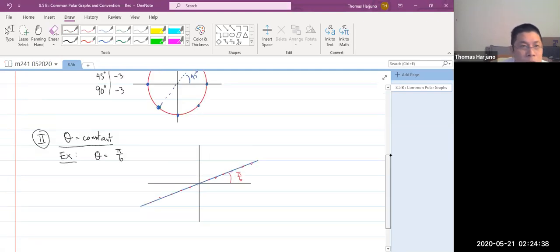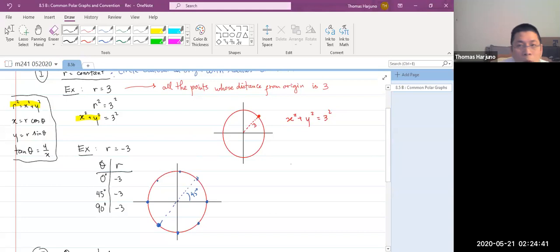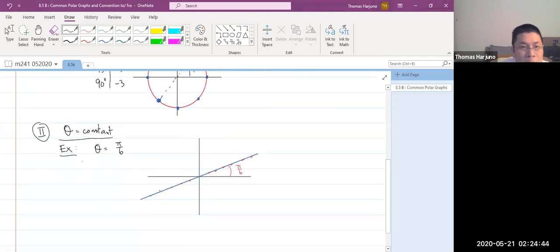Remember our toolbox. If theta equals pi over 6, then tangent theta will be tangent pi over 6. Why do I use tangent? Because using tangent, I can replace tangent theta by y over x, which equals 1 over radical 3. So y equals 1 over radical 3 times x. That's the equation.